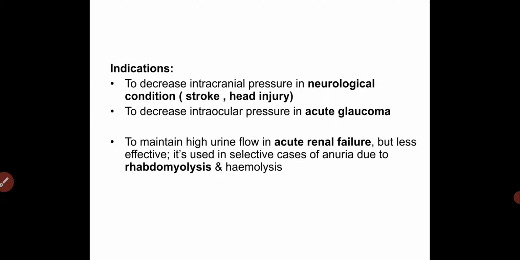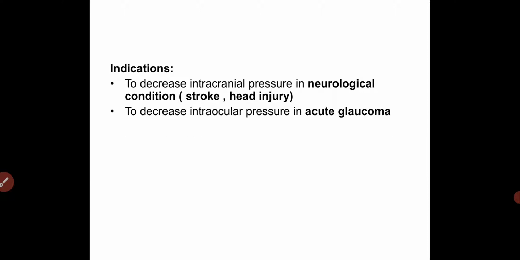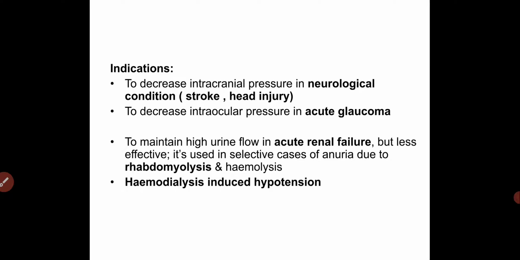Also, they are useful in acute renal failure to maintain a high urine flow, particularly in renal conditions like rhabdomyolysis or hemolysis, but they are not very useful in acute tubular necrosis. Also, they are useful in hemodialysis-induced hypotension. If there is rapid hemodialysis, there are chances of a decrease in the extracellular fluid volume, and there is hypotension and headache. So they are useful in hemodialysis-induced hypotension.